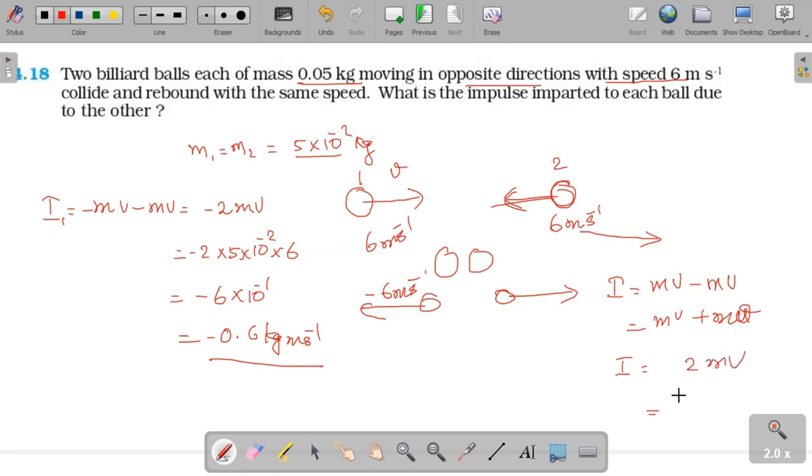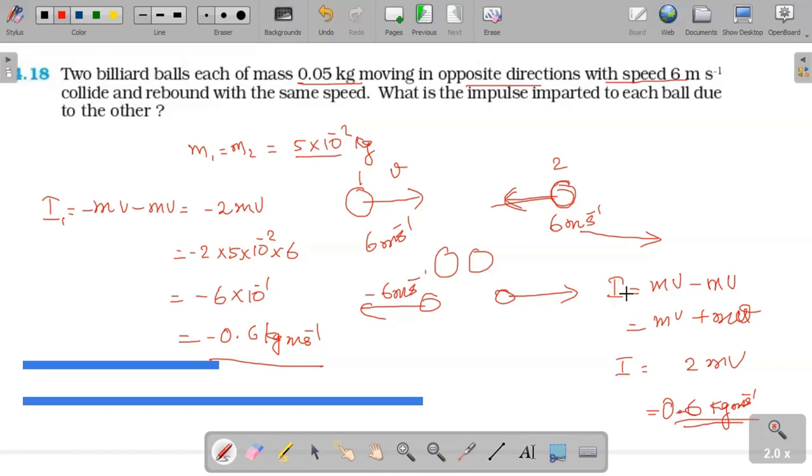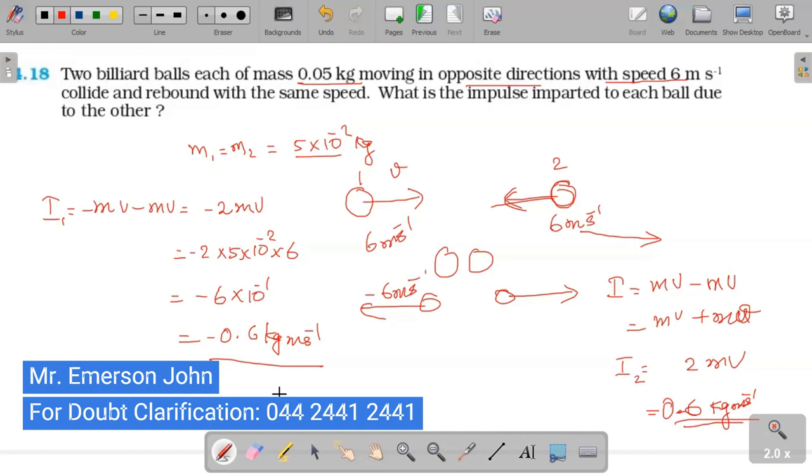So I1 is minus 2MV and I2 is plus 2MV, and the magnitude of impulse is the same, 0.6 kg meter per second. The impulse values are equal in magnitude, one plus and one minus, for these two cases. The magnitudes are equal, but the impulse on the second case is opposite in sign: I1 is minus, I2 is plus.